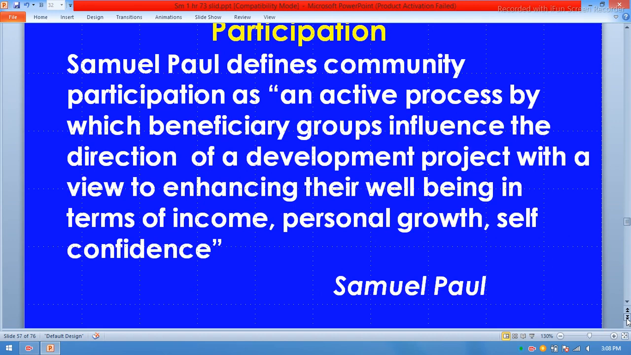Samuel Paul defined community participation as an active process by which a beneficiary group influences the direction of a development project with a view to enhancing their well-being in terms of income, personal growth, and self-confidence.